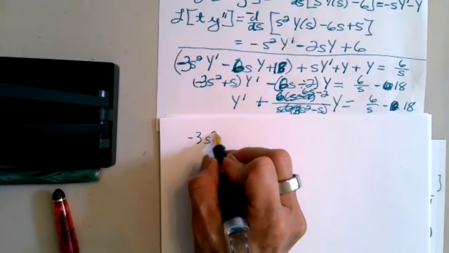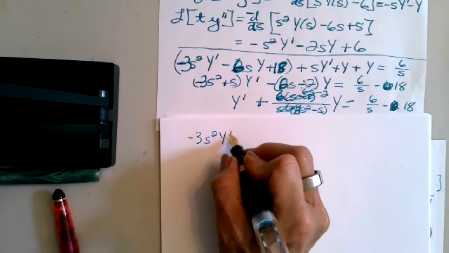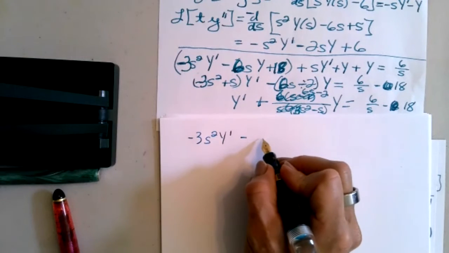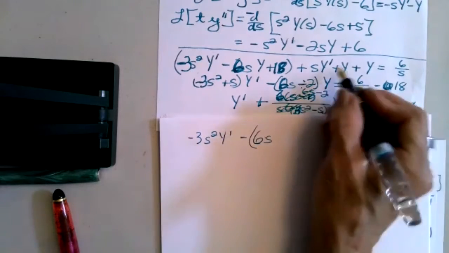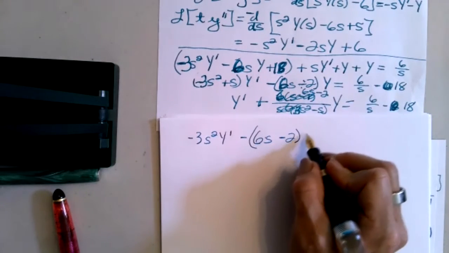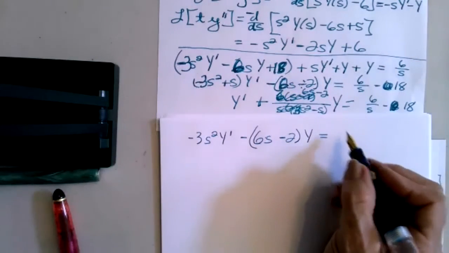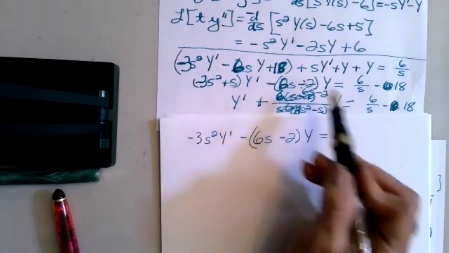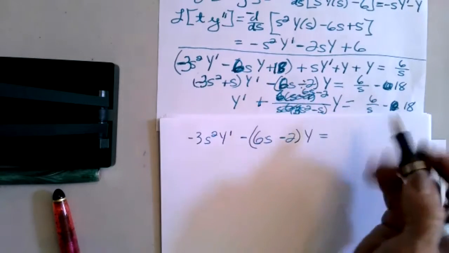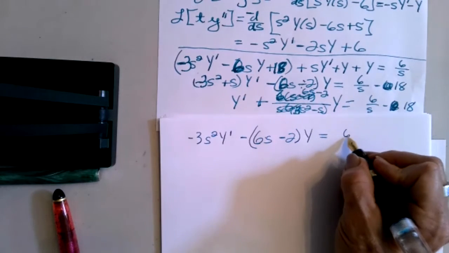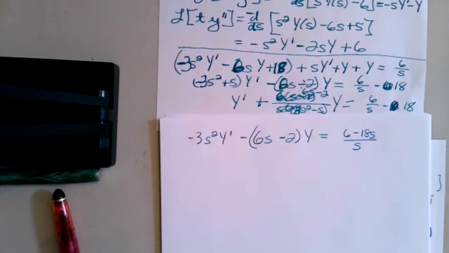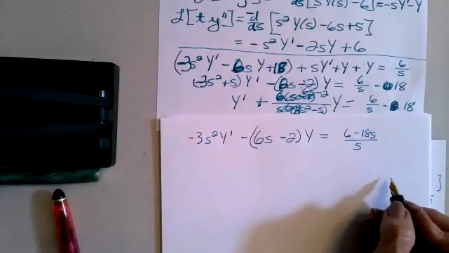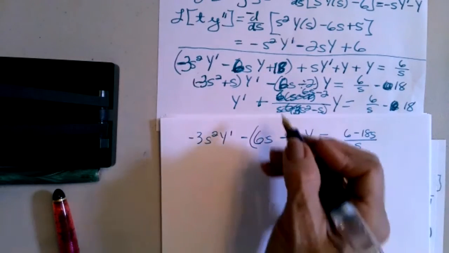So this is -3s squared y prime, and then I have a minus 6s plus 2. If I put the minus sign outside, it's a -2 times y, is equal to, I have an 18 here, and that goes to the other side. So that is 6 minus 18s over s. Okay, and now I'm going to divide by -3 over s. Sorry, this is not even right yet.